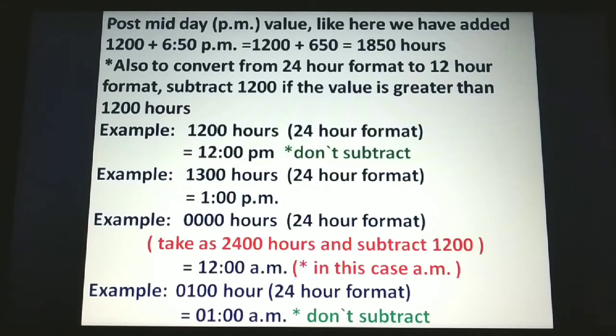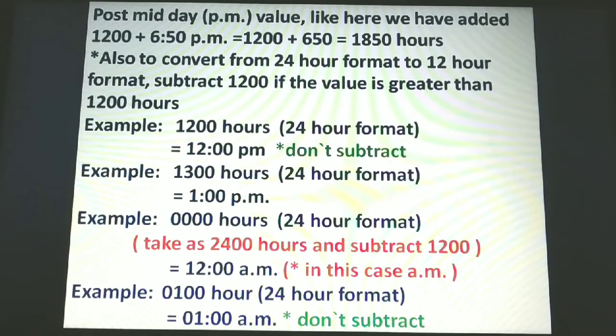Examples. First, 1200 hours, that is in the 24-hour format, you directly write as 12 PM. Here you don't have to subtract. Second example, 1300 hours, that is also in 24-hour format. Here you'll have to subtract and it becomes 1 PM.